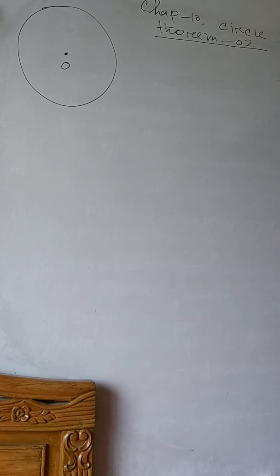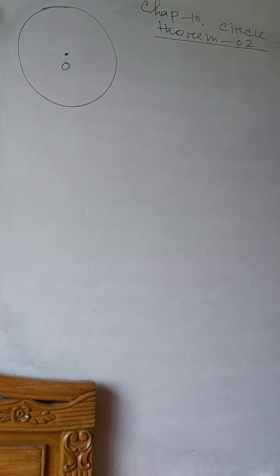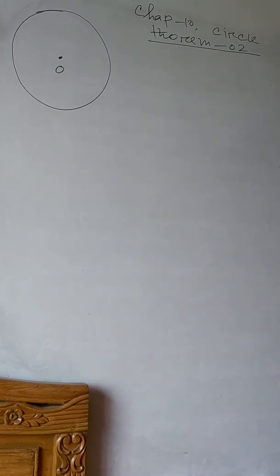Today we are going to discuss chapter 10, circle, theorem 2. The given statement: equal chords of a circle are equidistant from the center. This is the given statement.